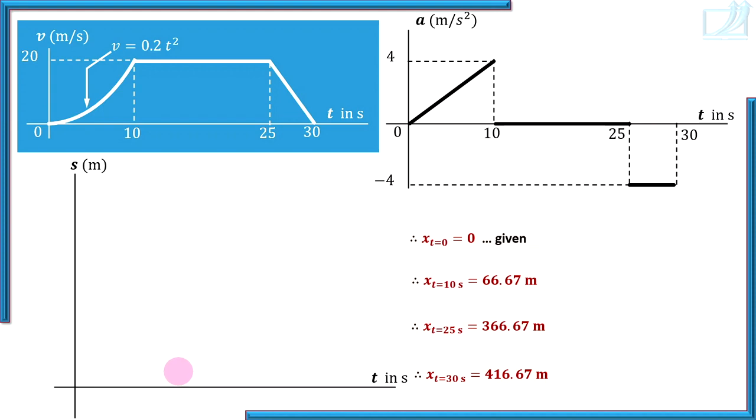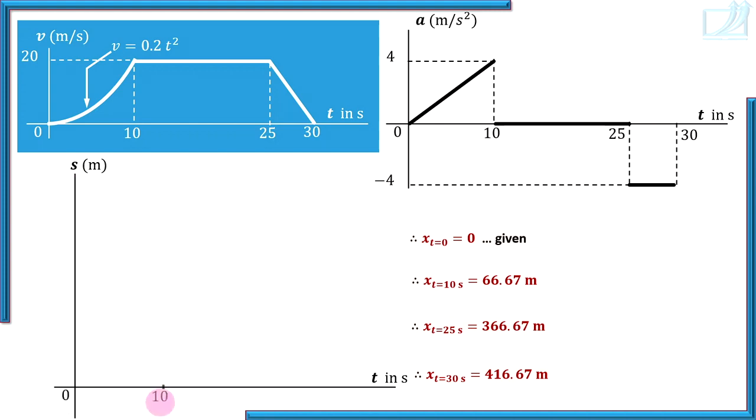But remember, this is very important. Displacement is change in position, final position minus initial position. So when you want to find displacement at t equal to 10 seconds, final position minus initial position means 66.67 minus 0. So again you get the same answer. If you want to know displacement at t equal to 25, it is final position minus initial position. So again 366.67 meters. So remember, when initial position is 0, then at any given instant displacement and position are same. So actually here the position time diagram and displacement time diagram is the same diagram.